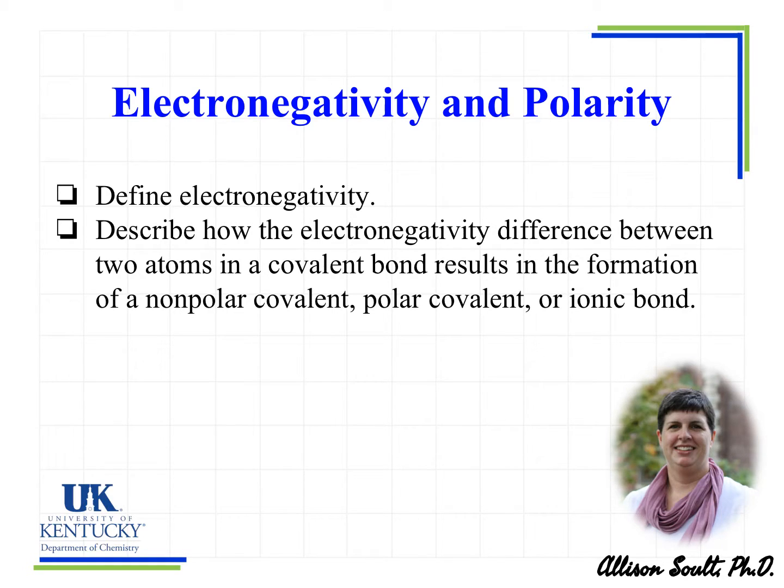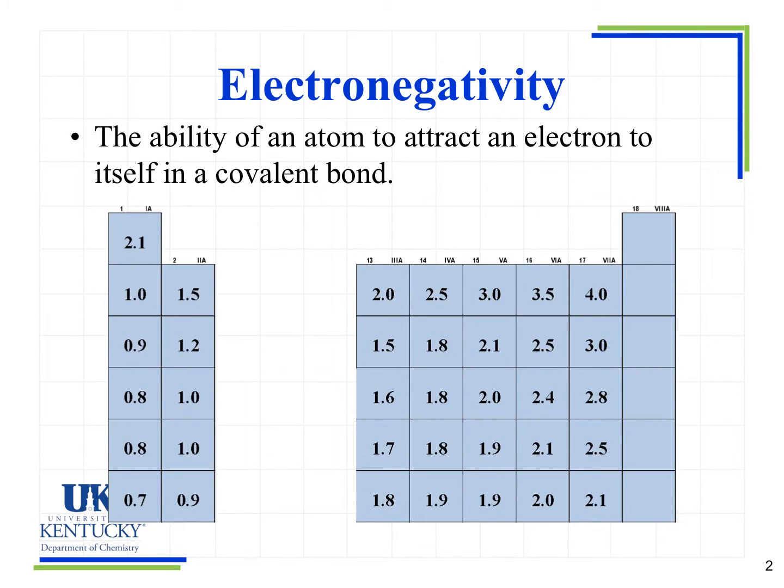In this lesson, we're going to talk about electronegativity and how it affects the characteristics of a bond. Electronegativity is the ability of an atom to attract an electron to itself in a covalent bond. The higher the electronegativity value, the more closely an electron is held to a particular atom.